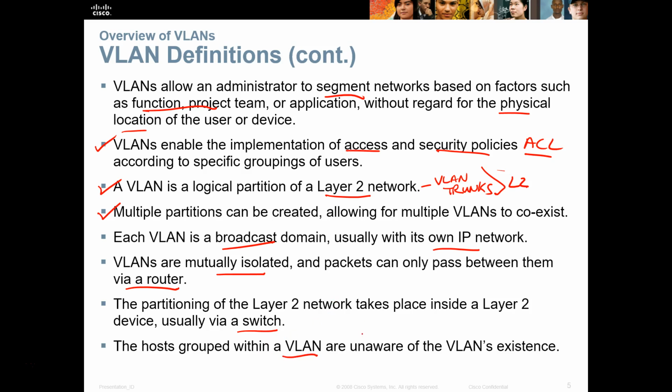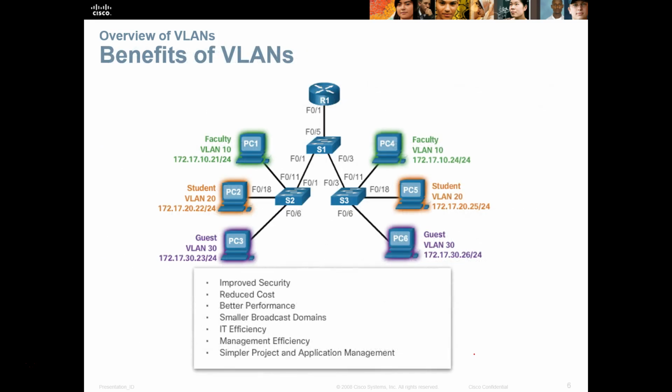Hosts grouped within a VLAN are unaware of the VLAN's existence. All right, so it's completely a switch configuration. So there's no additional software or anything required on the end devices. Some of the benefits: it improves security, reduces cost because you can use one physical network. You have better performance because you have smaller broadcast domains. It can be more efficient if it's configured properly. And a simpler project and application management. Maybe. And again, proper configuration and understanding of how VLANs work are important to make that actually turn out to be true.